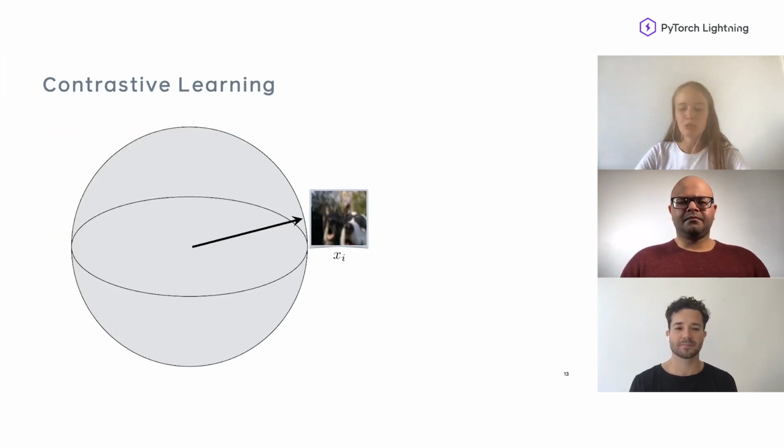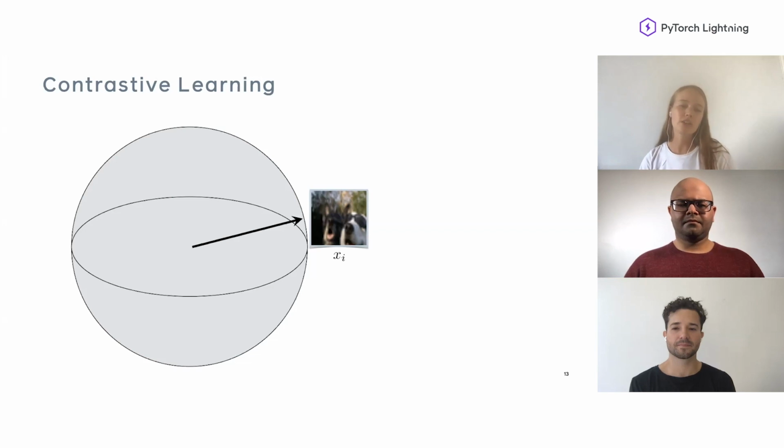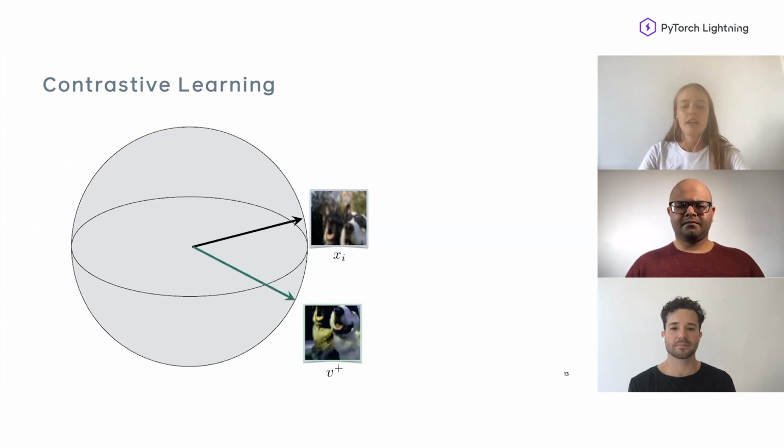And now I'm going to present briefly the contrastive learning approaches. So here we're looking at the unit sphere in the feature space of, for example, the output of a ResNet-50. And this is the feature representation of a patch of an image of a dog, which we call x_i. And here what we do is that we take another patch from the same image and we look at its feature representation. And these two images form what we call a positive pair.